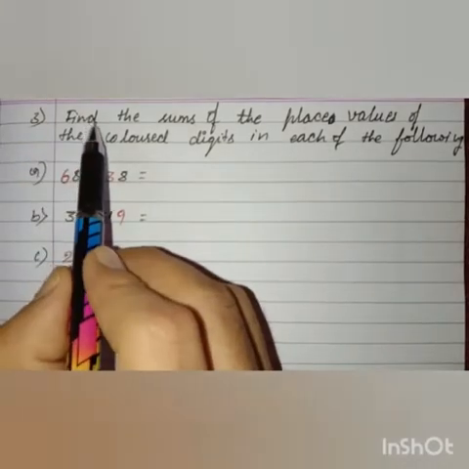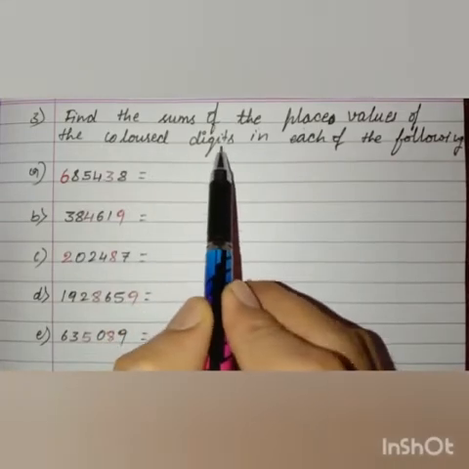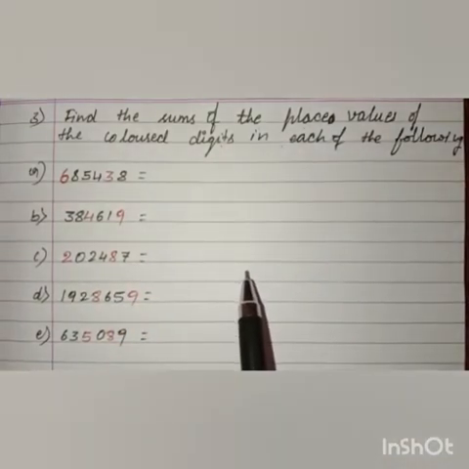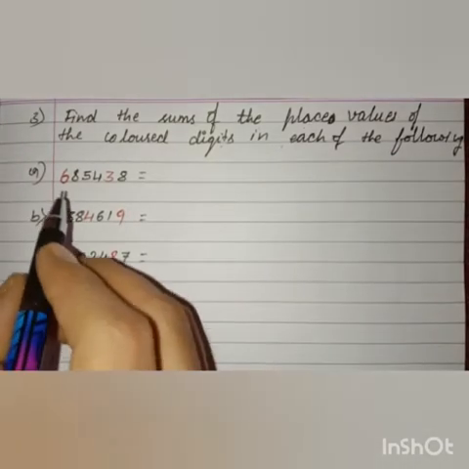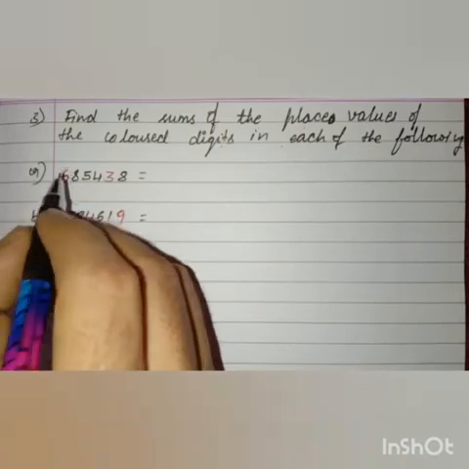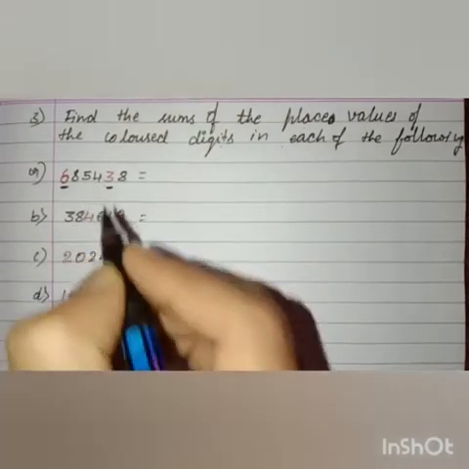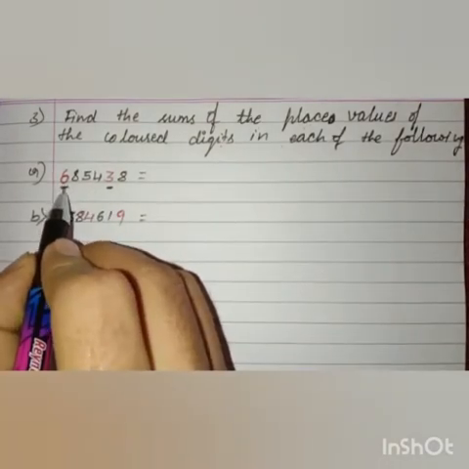Next question, find the sum of the place values of the colored digits in each of the following. So we have to find out the sum of the colored digits in the given number. So here in this question number A, 6 is colored and 3 is colored. So first of all, we have to write the place values of the colored digit and then we have to add. Now 6 is at which place?